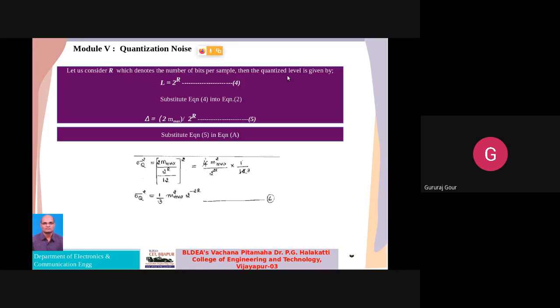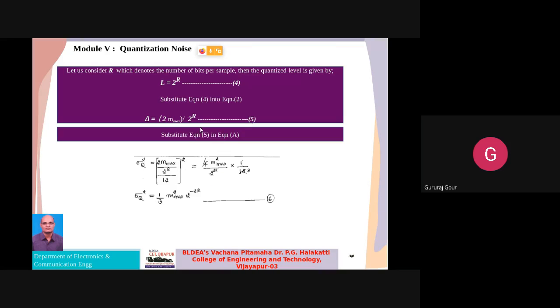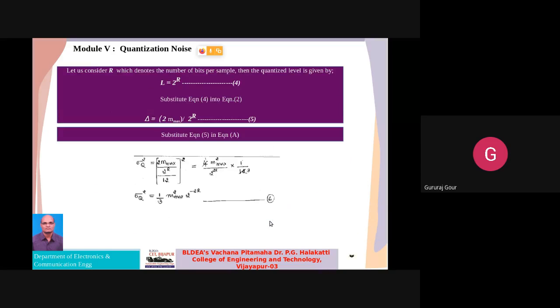Then the quantized level is given by L equal to 2 to the power R. Now we can substitute this into equation number 2, where delta, that is the step size, is given. That will become 2 m max by 2 to the power R. Now call this equation number 5 and substitute this 5 in equation number A. So this equation number A is for delta.